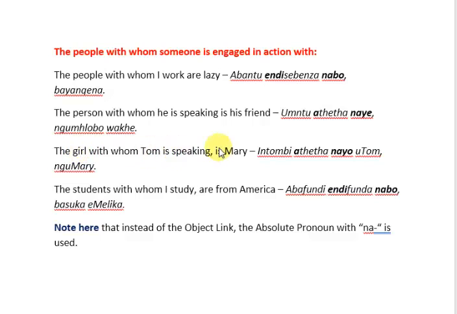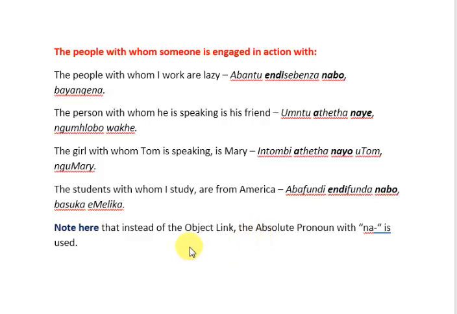The girl with whom Tom is speaking is Mary. Intombi athetha nayo. So yo from yona, from intombi. NguMeri. And finally, the students with whom I study are from America. Abafundi endifunda nabo. Nabo from bona. And the pupils or students, endi, which I funda, study, nabo, with them, basuka eMelika, come from America. So here then, instead of the object link, we use the absolute pronoun with na.